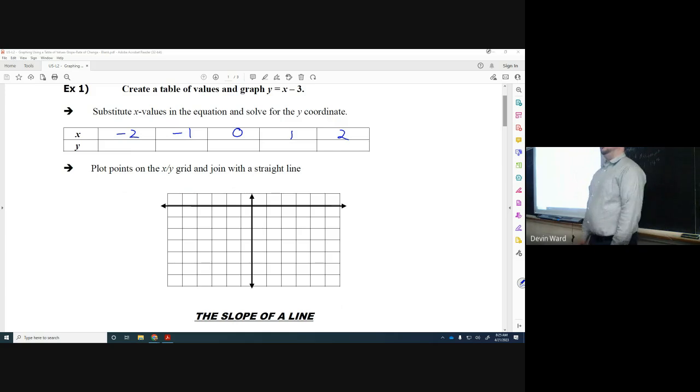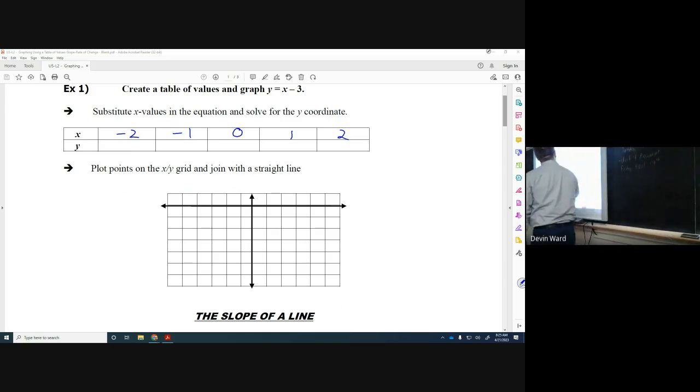Really, all you need to draw a straight line is 3 points, but having 5 reinforces what we're going to do. So we want to make a table of values for y equals x minus 3. What we're going to do is have y equals x minus 3, and then we're just going to substitute in each value.